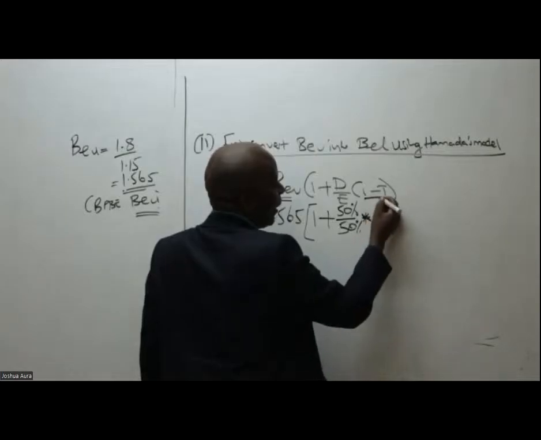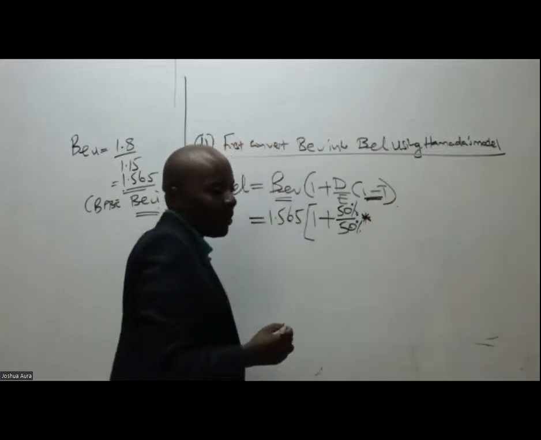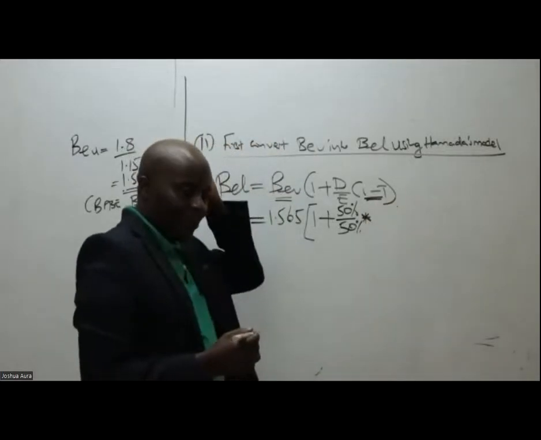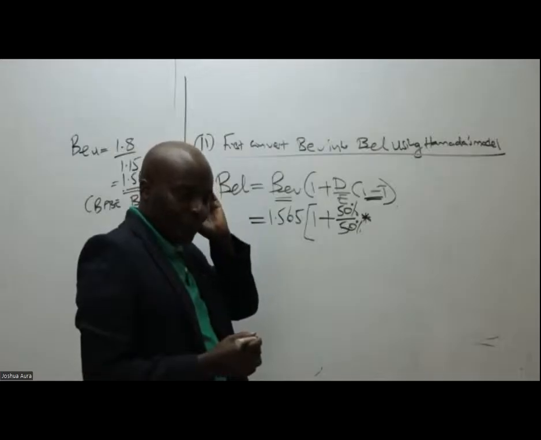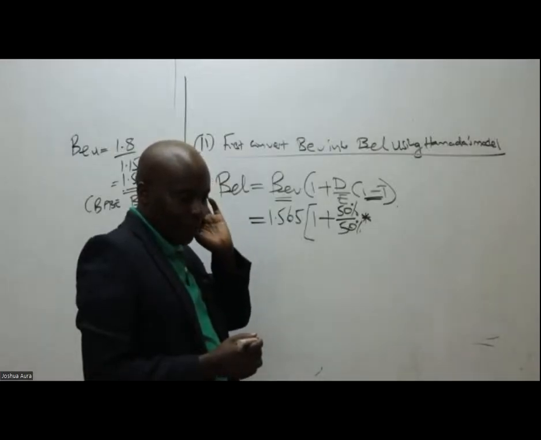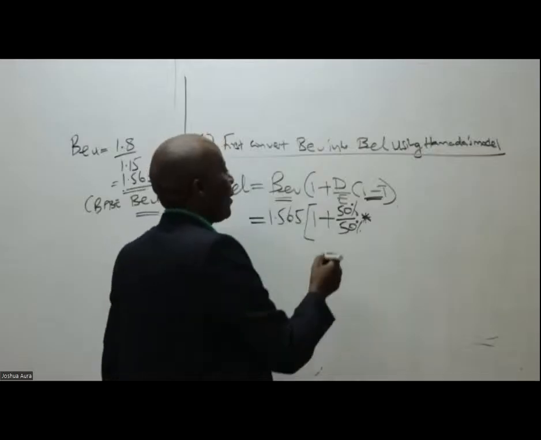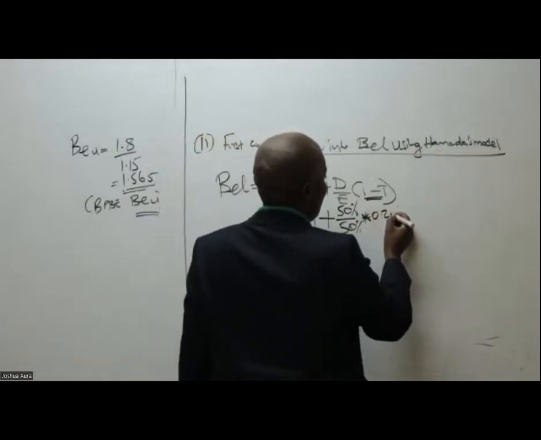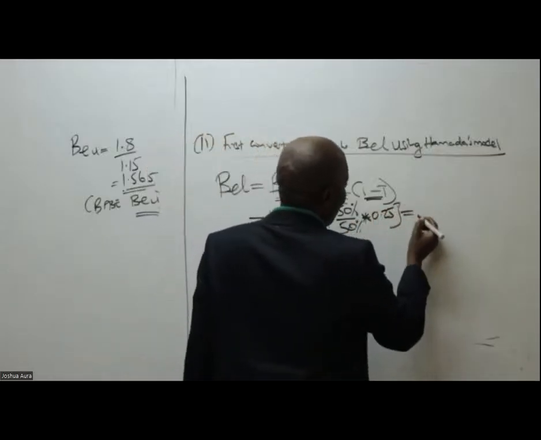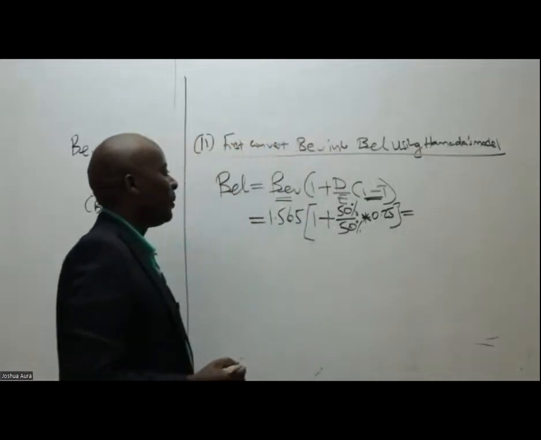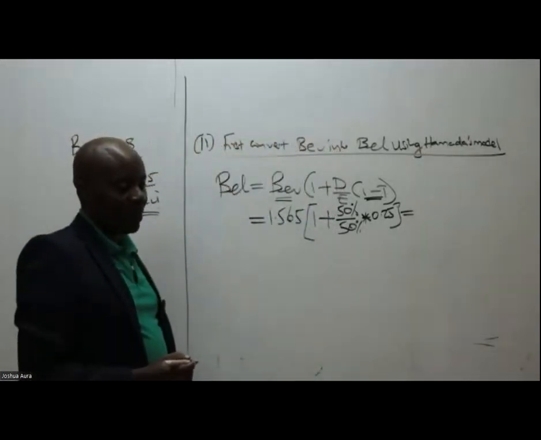Times 1 minus tax. Are you able to remember the 1 minus tax figure? It doesn't keep on fluctuating. 0.25, thank you so much. So then could you kindly give me this BEL?